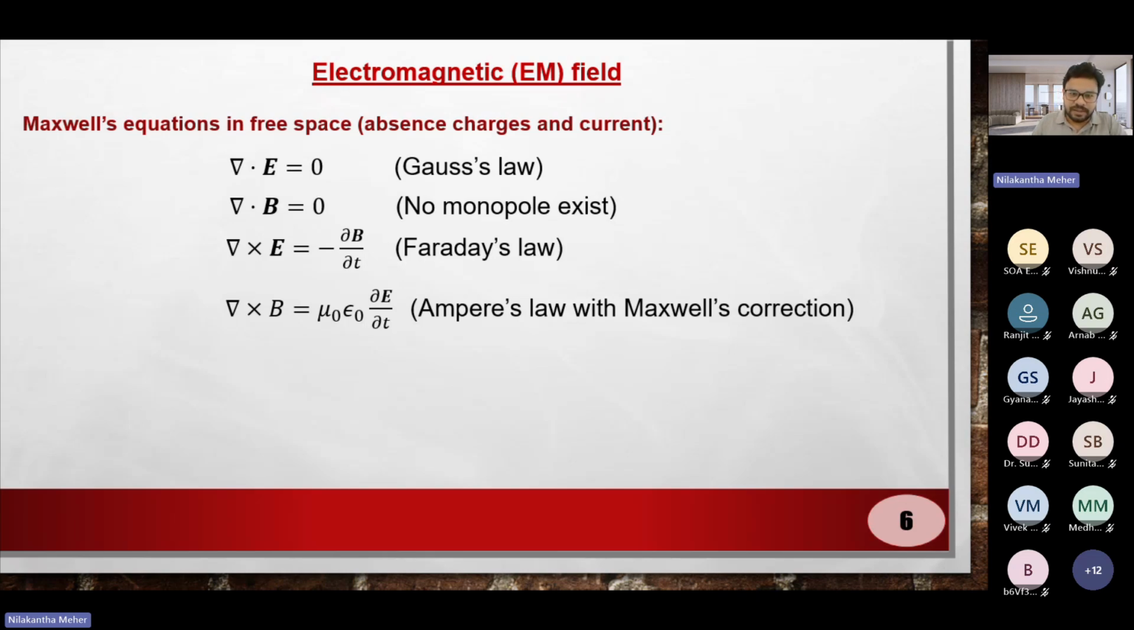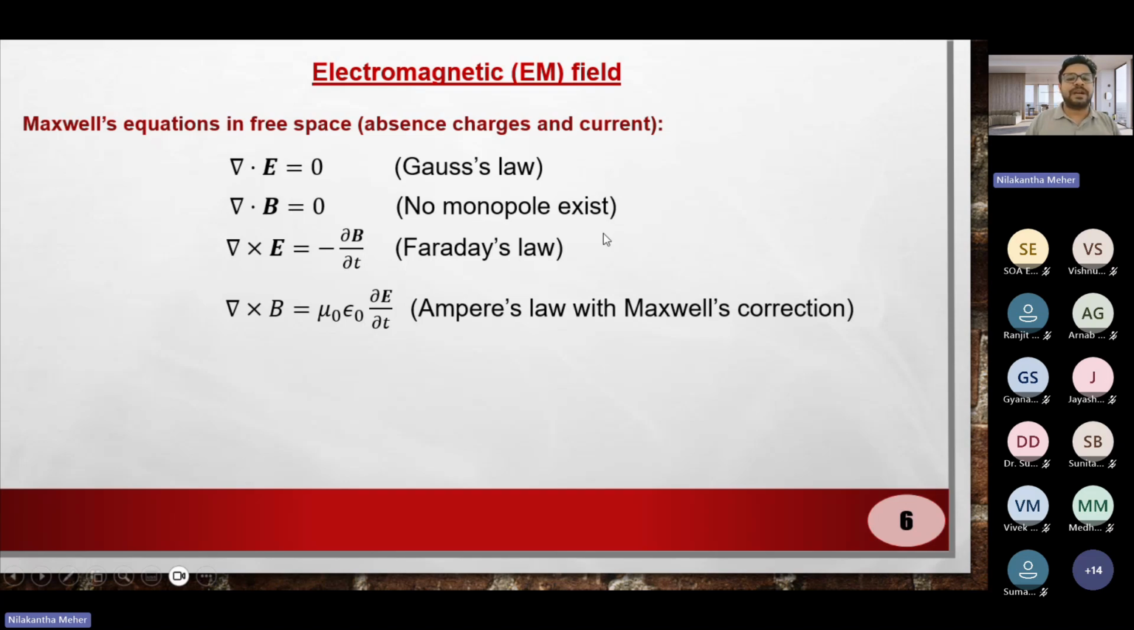These are the well-known Maxwell's equations. There are 4 Maxwell's equations. The first one is Gauss's law, here in free space, that is, in the absence of charge and current. It is supposed to be rho by epsilon naught, but as there is no charge and no current, you can write del dot E equal to 0, that is, no divergence. Similarly, del dot B equals 0 always, in the absence of charge or current also. This equation signifies that no monopole exists.